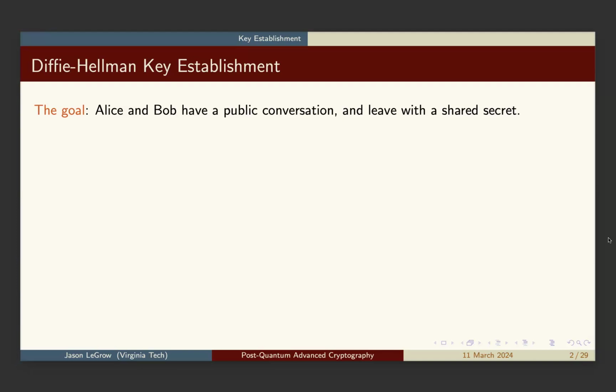The goal is for Alice and Bob to have a public conversation and leave with a shared secret. So they're sitting maybe in a coffee shop or something. They're talking back and forth. Everybody can hear everything they're saying, but still we hope that at the end of the day they can have a shared secret. What do I mean by a shared secret? Well, it's two words, right? Shared and secret. Shared means they should have the same piece of information at the end, and secret means that nobody else should have that piece of information. So that's our goal here.